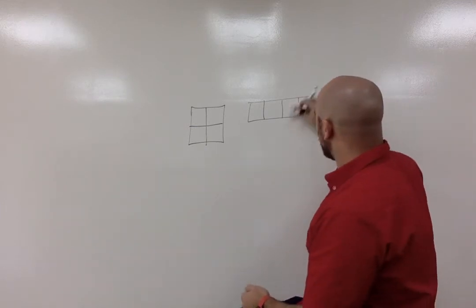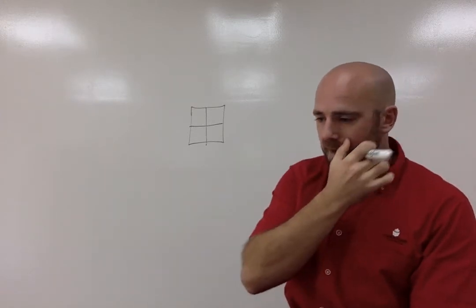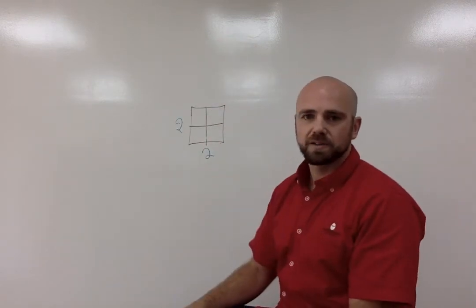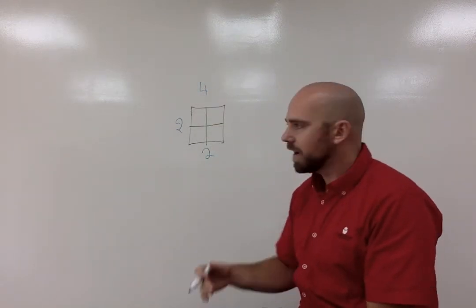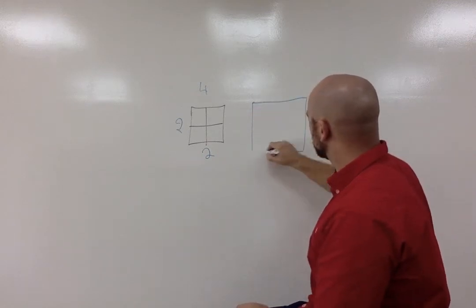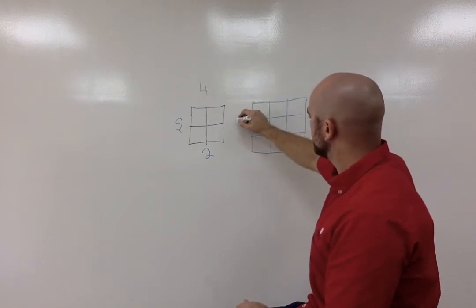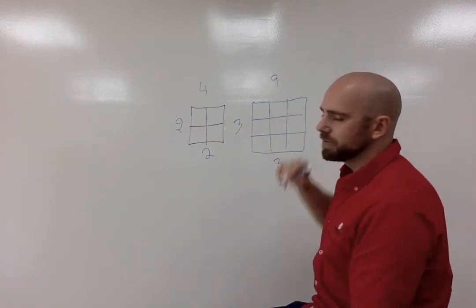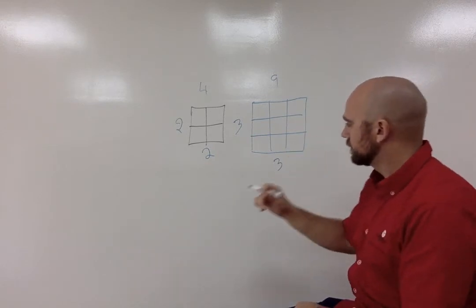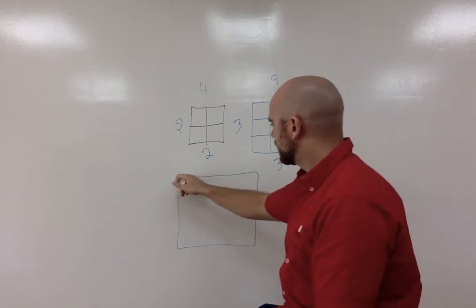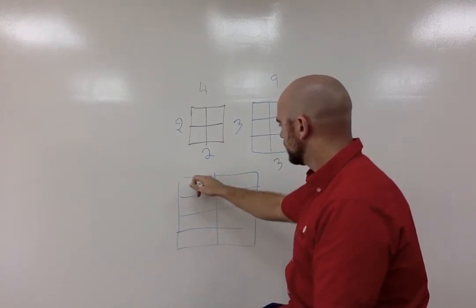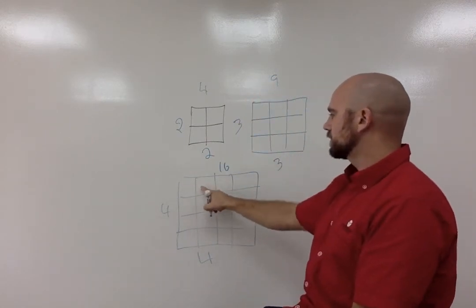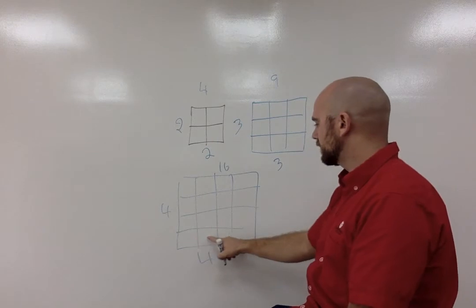As you were going, you probably noticed that certain ones made perfect squares. One of them was when you have it as 2 by 2. Here you have 4 square units. The other one you maybe had was 3 by 3, and you have 1, 2, 3, 4, 5, 6, 7, 8, 9 square units. The other one you may have found is 4 by 4, and when you did that, you got 16 square units: 1, 2, 3, 4, 5, 6, 7, 8, 9, 10, 11, 12, 13, 14, 15, 16.